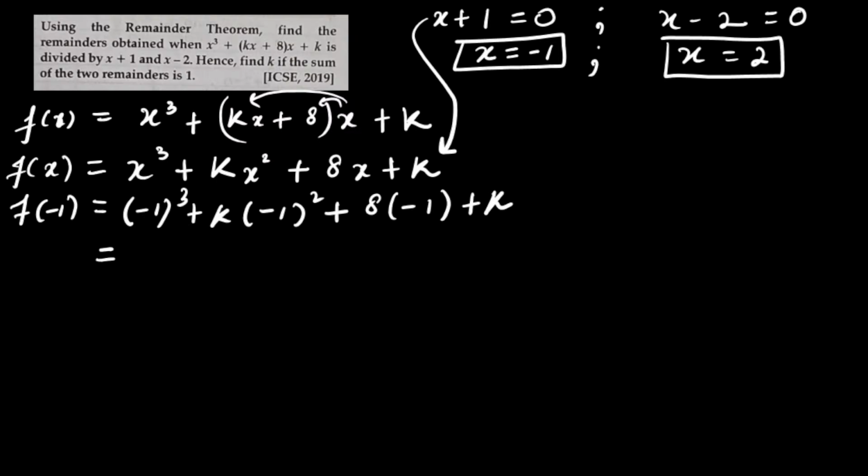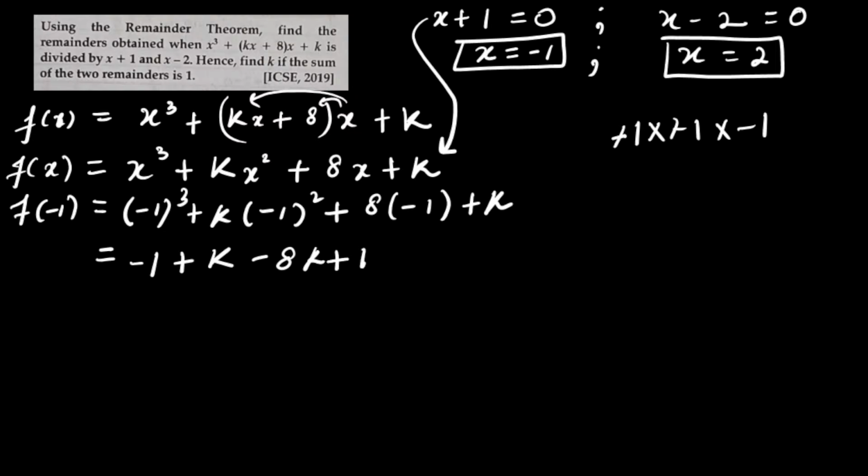So here, minus 1's cube means minus 1 into minus 1 into minus 1. The cube of a negative is always negative because two signs get cancelled, so it is minus 1 only. The square of a negative is positive, so k into 1, and k into 1 is k. Now 8 into minus 1 is minus 8.